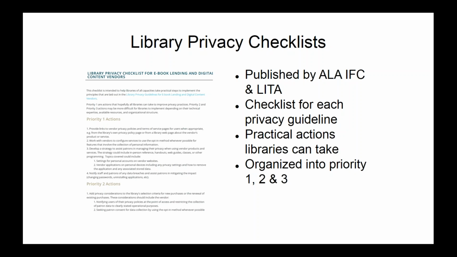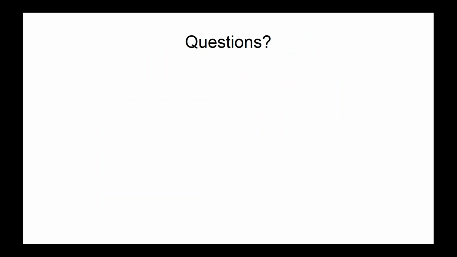Priority groups 2 and 3 can be more difficult actions to take because they involve working with vendors or school administrations or your governing body in order to put more privacy protections in place. In the next sections, we're going to look at 2 of these checklists in detail: the one for digital content providers, of which we can see a screenshot on this page, and the one for integrated library systems. I don't think we have time to go through all of them, so we picked those as a sample. Next slide.